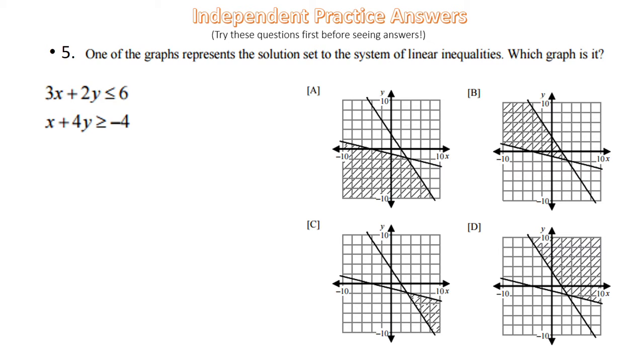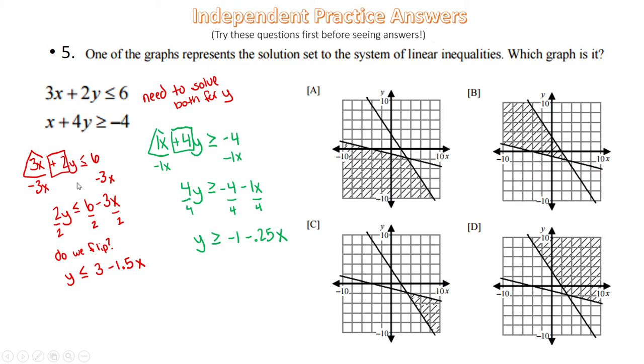All right, last question. Hopefully you got this one right. So first thing you notice is that you need to solve them both for y. So I'm going to use rectangle triangle to move over my 3x, divide by 2, and I do not flip. So it stays as less than or equal to. On the second question, move over my 1x, divide by 4, and it does not flip. So it stays greater than or equal to -1 minus 0.25x. Put that both in my y equals key.